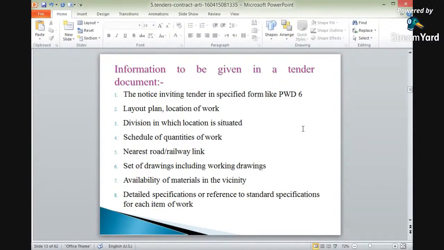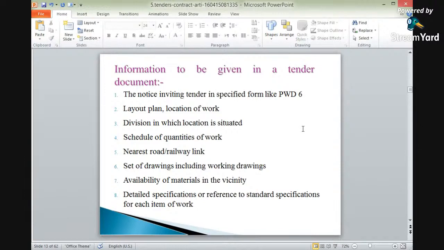The tender notice, the notice inviting tender, in a specified form like PWD 6, is an example. In a proper format, the tender notice is to be given, along with a layout plan and location of work. This information is to be given in tender documents, because we are giving it for a particular execution of work. Which things are to be attached to tender documents? The first thing is the notice, which we have seen in the previous slide, the tender notice. It is to be attached. Okay. Next is a layout plan, the location of work, which is to be given in this case.